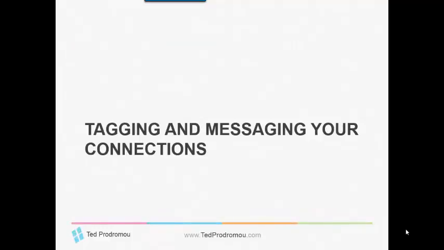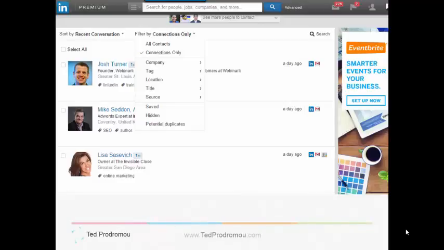So, tagging and messaging your connections. I'm a big fan of this tagging feature. Like I said, with the networks, as you connect with people, if you just leave them all in the generic bucket, it's really hard to reach out to them en masse. So what you do is, as you connect with people, here it's filtered by connections only. By default, it's filtered by contacts.